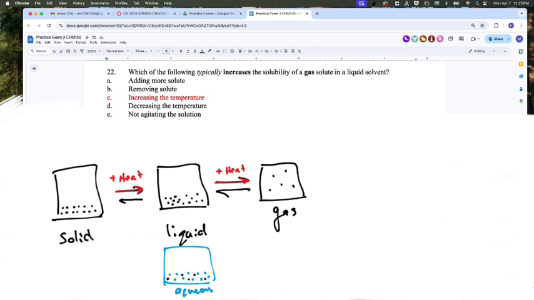Look at the gas. The gas is already moving a whole lot. If I add more heat, what's it going to do? Move even more. What do I want to do to it to make that gas turn into the liquid? I need to slow it down, not speed it up. And so by increasing the temperature, what happens? I get more gas, not less gas. Okay, so to get that gas to dissolve, I don't want to add heat.